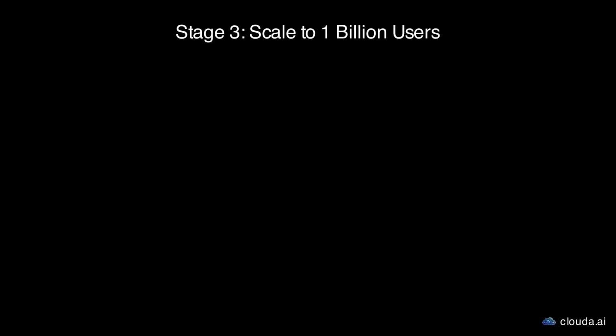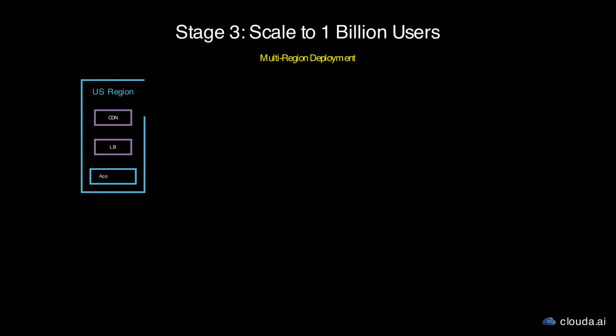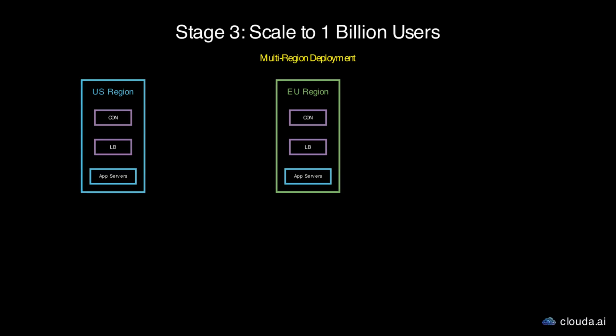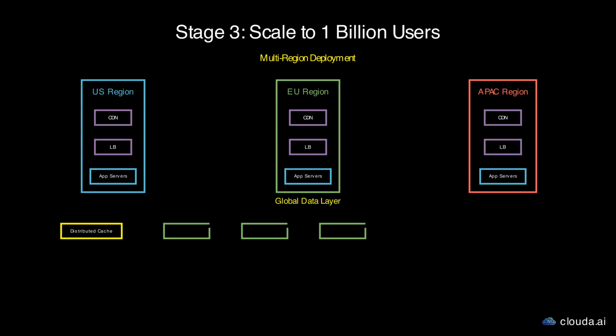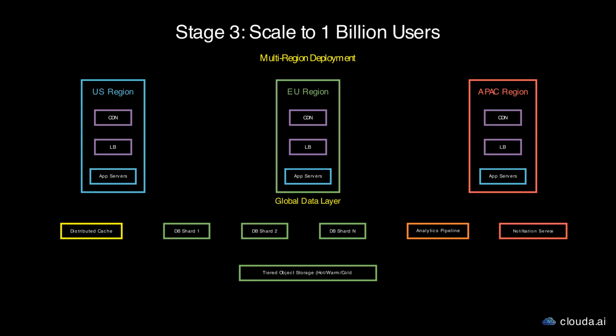Scaling to 1 billion users globally requires a fundamentally different architecture. We've deployed a multi-region architecture across the US, Europe, and Asia-Pacific regions. Each region has its own CDN, load balancers, and application servers to minimize latency. Users in Tokyo connect to APAC servers, while users in London connect to EU servers. This ensures sub-100 millisecond video playback start times worldwide.